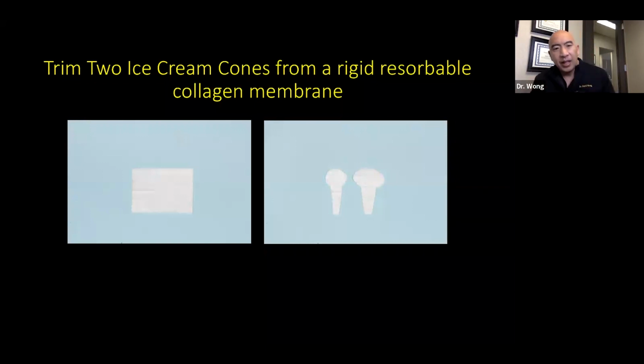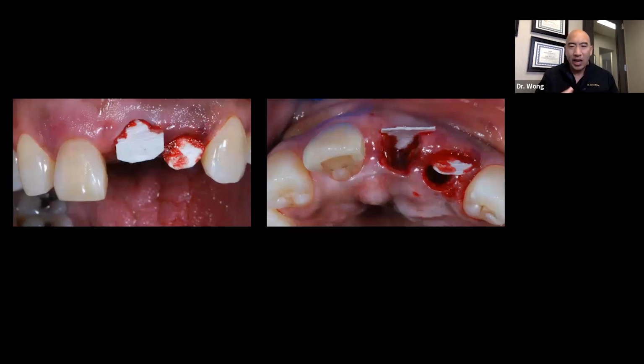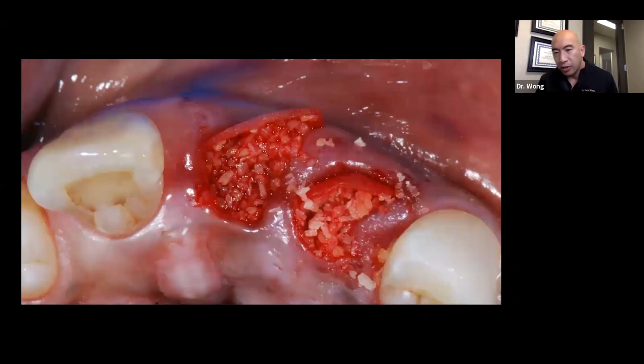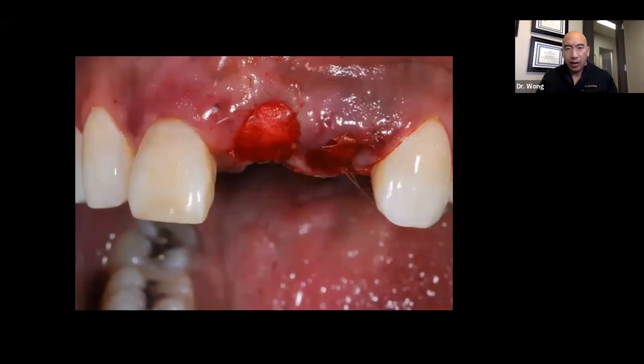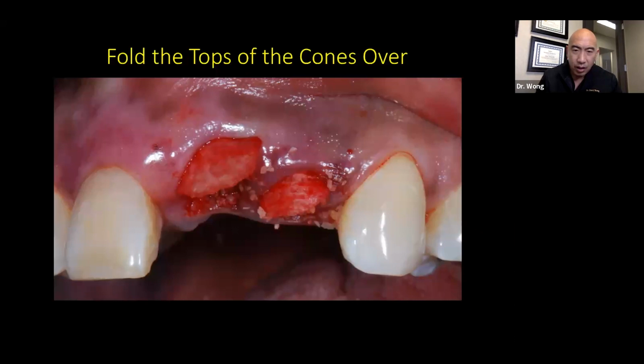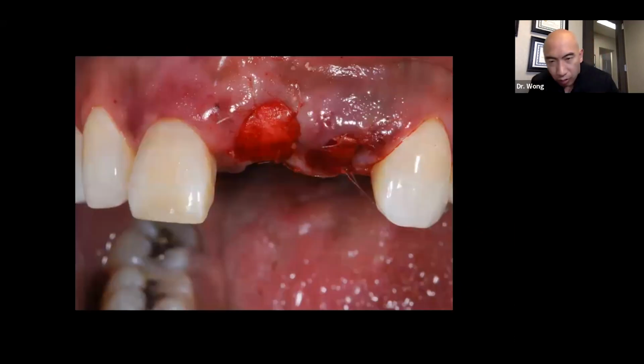You're going to take one of the membranes and cut out 2 ice cream cone shaped membranes from that one piece. You're going to stick the cone ends into the socket. You don't need to shimmy it between the tissue and the bone. Just stick it into the socket, and then put your bone graft material into the socket. Next step, you're going to fold the ice cream portions of that cone over, like this. You're just going to fold it over.